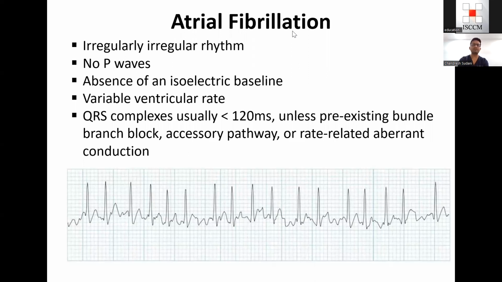This rhythm is known as an irregular rhythm. So you will not find a regularity between two QRS complexes, P and QRS. So here absolutely there are no P waves. The absence of isoelectrical baseline and variable ventricular rate is the phenomenon of atrial fibrillation. The QRS complex usually will be a narrow QRS complex, and unless a pre-existing bundle branch block is there, generally you will find it will be less than 2 small squares in width. So this is a classic example of atrial fibrillation.